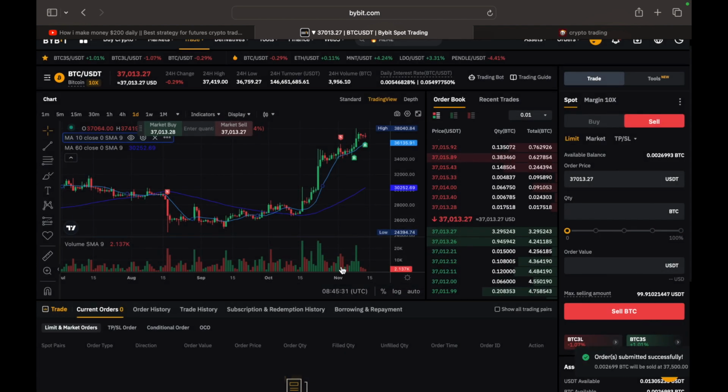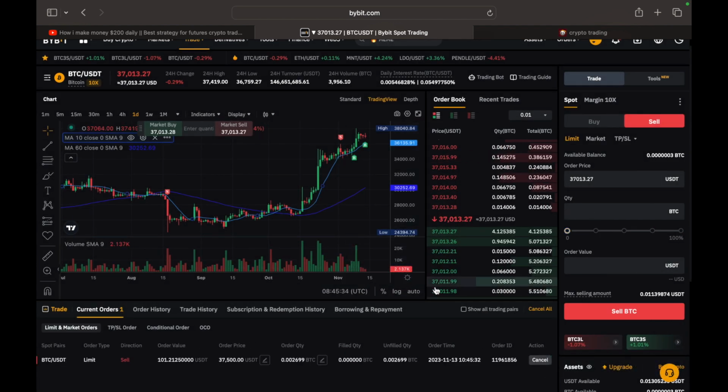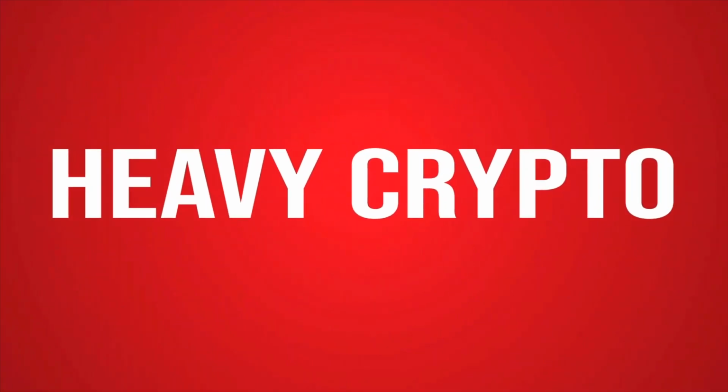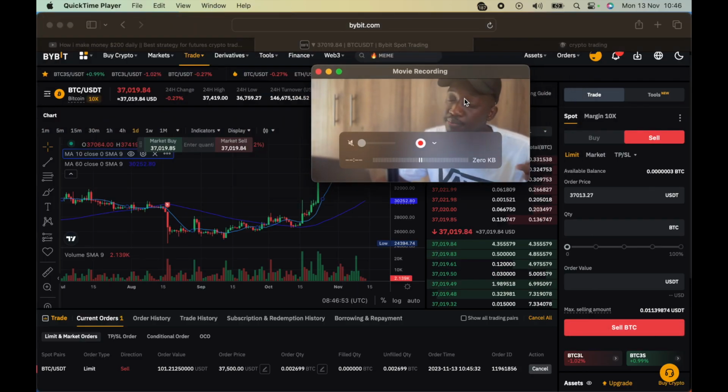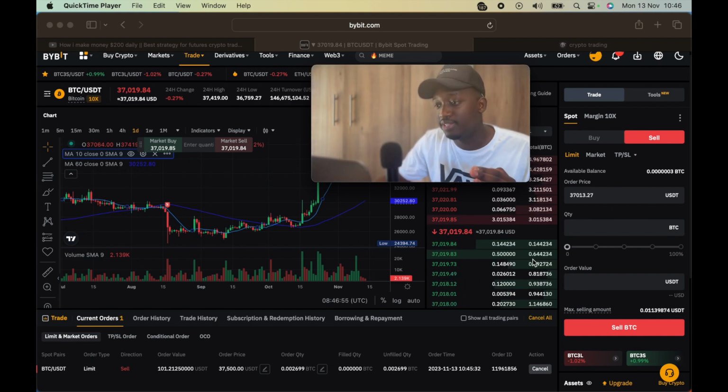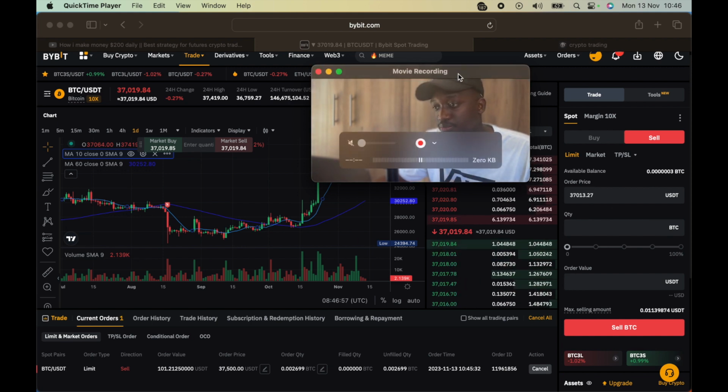So this is how exactly we make money with spot trading. You simply buy low and sell high so that we can make money in this crypto market.